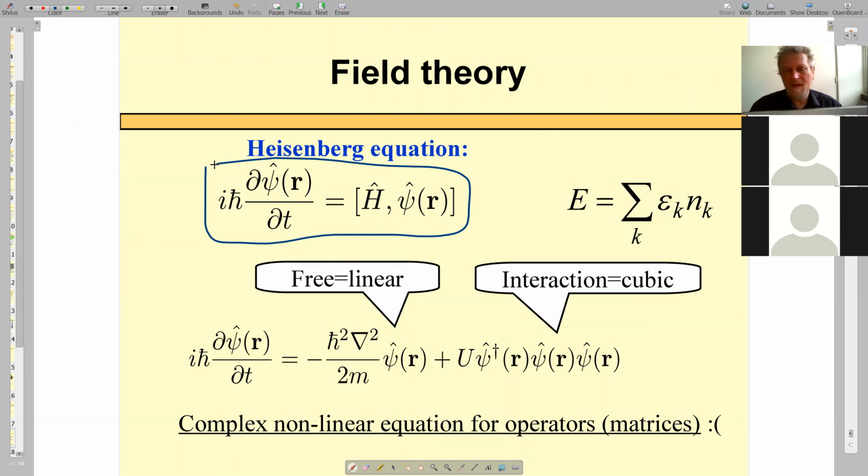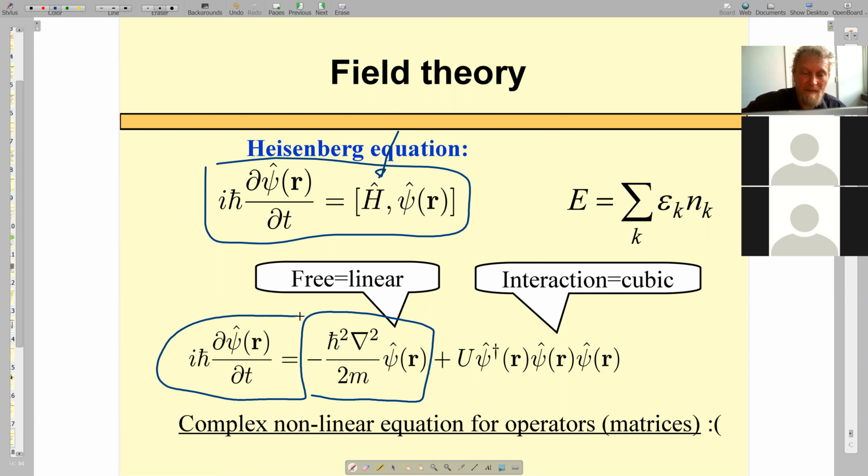Right. There are two terms in this operator: kinetic energy and potential energy. And kinetic energy gives rise to a linear equation. That we know. We know that for free particles, equations for operators are linear, which makes it convenient and almost trivial.